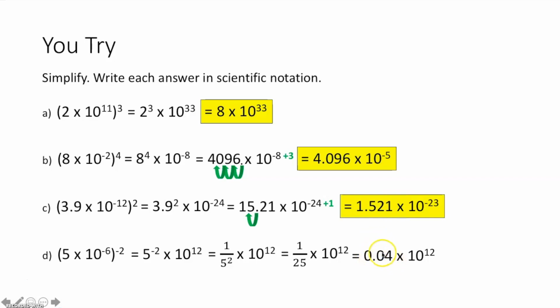So we then take that and we have to put it in scientific notation, which means this number has to be between 1 and 10. So we move it 1, 2 places to the right. And when you move the decimal point to the right, however many places you move it to the right, you have to subtract that number from your exponent here. So that's going to be -2. So this becomes 4 times 10 to the 10th.